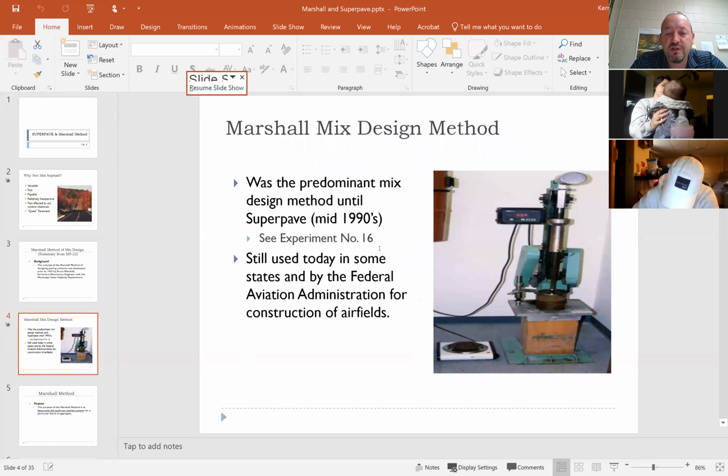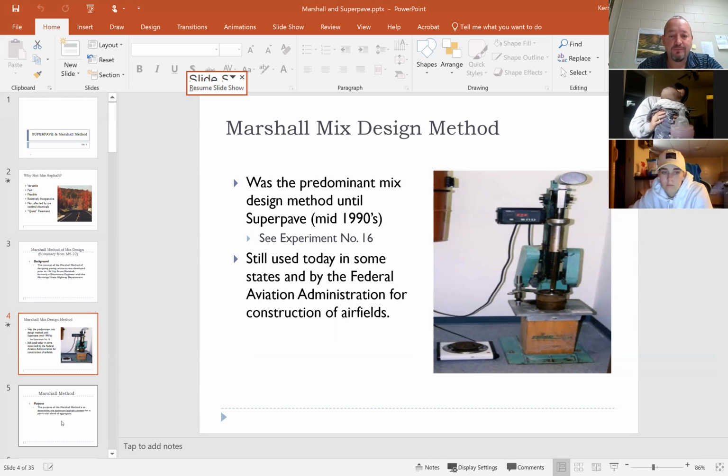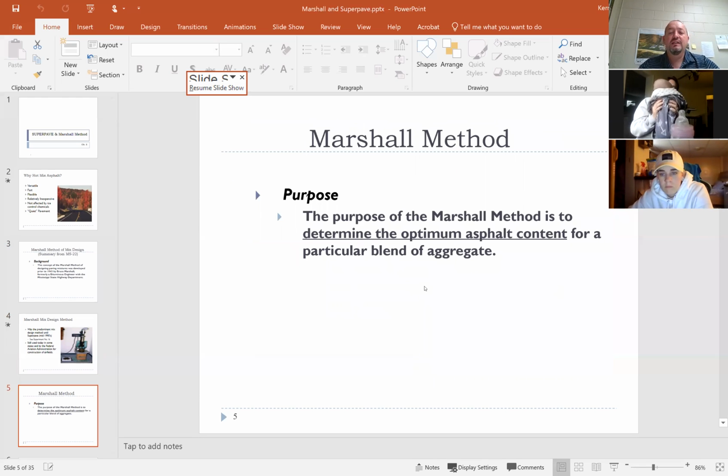So here is a good picture. At lab, I told you that you make the sample. It looks like a hockey puck. It kind of looks like that pervious concrete sample that I showed in class. So it's 4 inches in diameter and 2.5 inches high. And we compact that depending on the level of traffic that's anticipated.